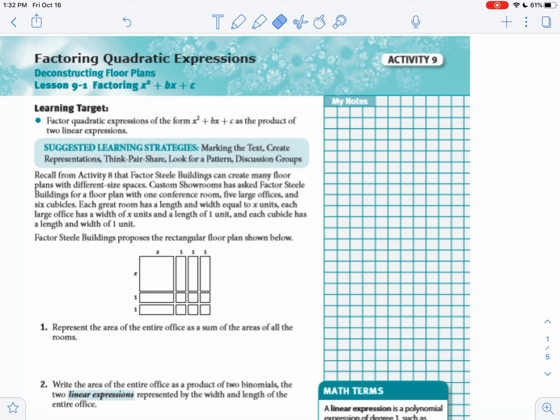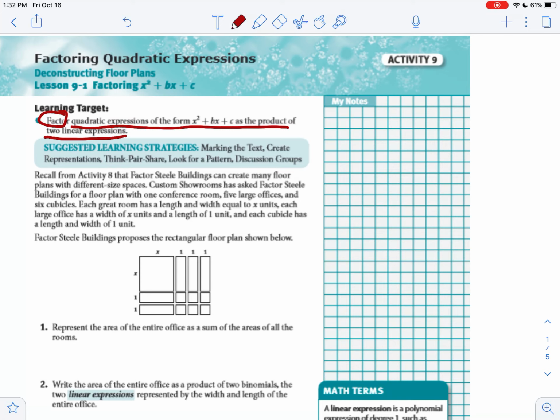Welcome to lesson 9-1. We are going to be factoring trinomials in 9-1. We're going to be looking at trinomials in the form of x squared plus bx plus c. Okay? So we also call those quadratic expressions. Okay, so we want to factor the quadratic expressions of the form x squared plus bx plus c as the product of two linear expressions, and they'll be two linear binomials.